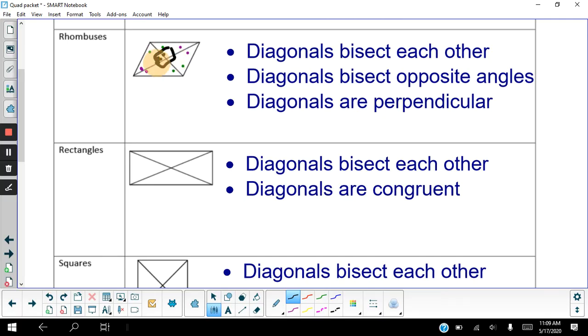Okay, rectangles. Diagonals bisect each other. Well, the diagonals are also congruent, so if they bisect each other, that means all 4 pieces are equal. For example, if one of the diagonals was 10, the other diagonal would be 10. And if they both split each other in half, that means each of those parts would be 5.